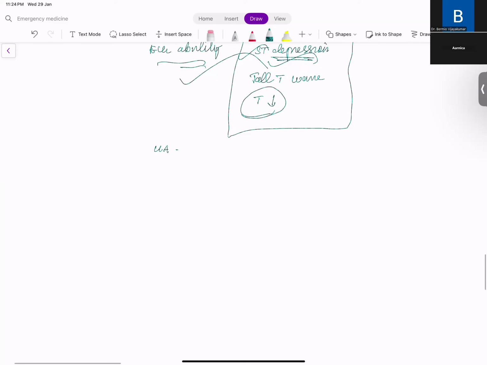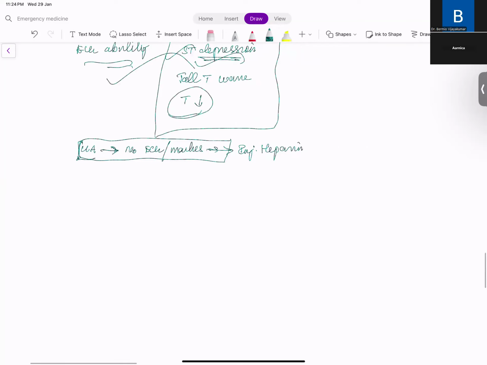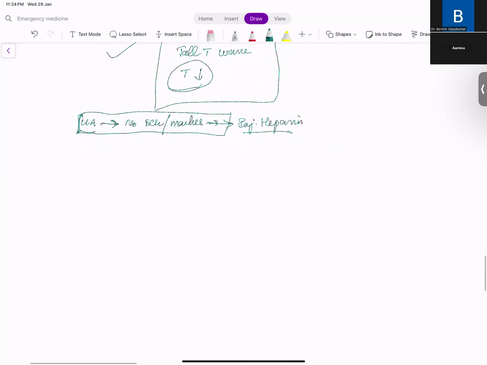So unstable angina, I already told you, the patient is having pain at rest, crescendo type of pain, but there are no ECG changes and no markers. Then it is called unstable angina. In unstable angina, it may not be necessary to do a procedure or angio, electively or even as an emergency. It's enough to give them injection heparin and the antiplatelets, aspirin, clopidogrel, and atorvastatin.